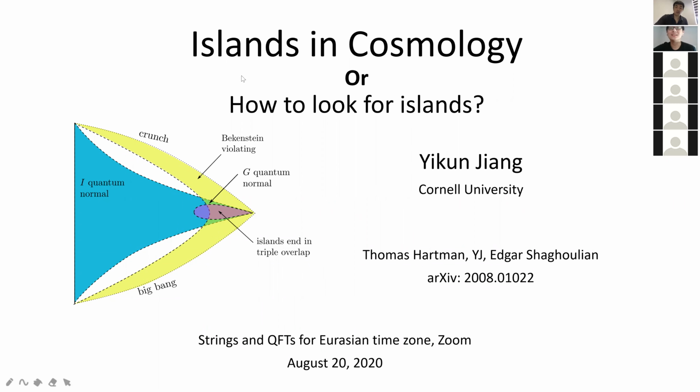So I will basically talk about this paper that recently came out with my supervisor at Cornell, Tom Hartman, and our postdoc, Edgar Shaghoulian. And Satoshi just told you the title, and I hope after my talk, it'll be clear what these two parts are about.